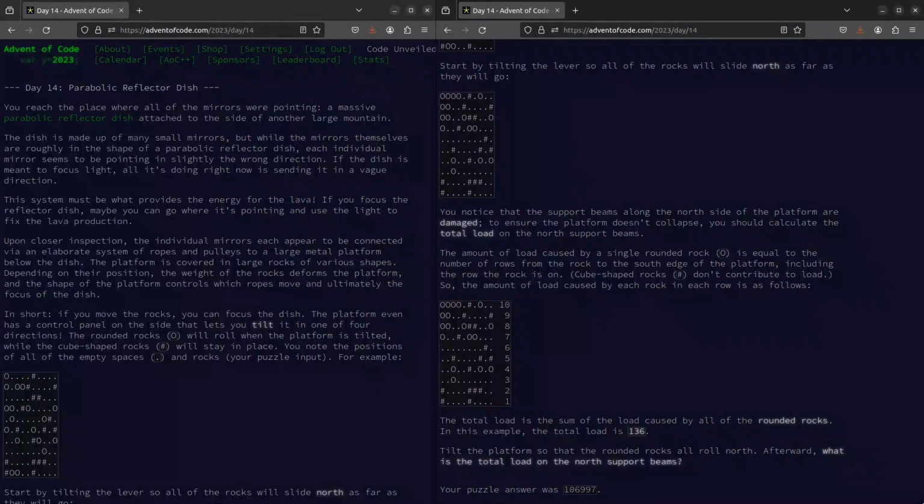The amount of load caused by a single rounded rock is equal to the number of rows from the rock to the south edge of the platform, including the row the rock is on. Cube-shaped rocks don't contribute to load.